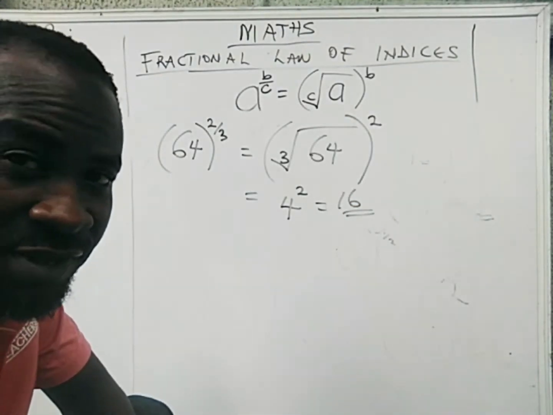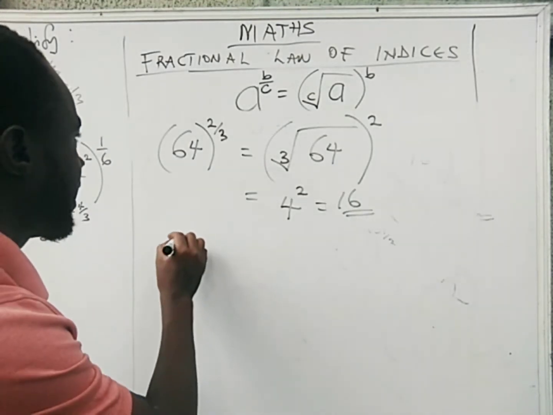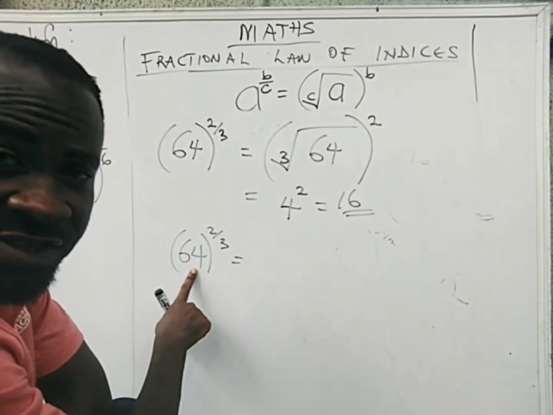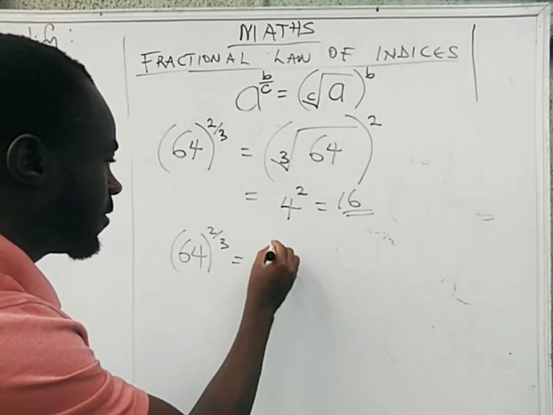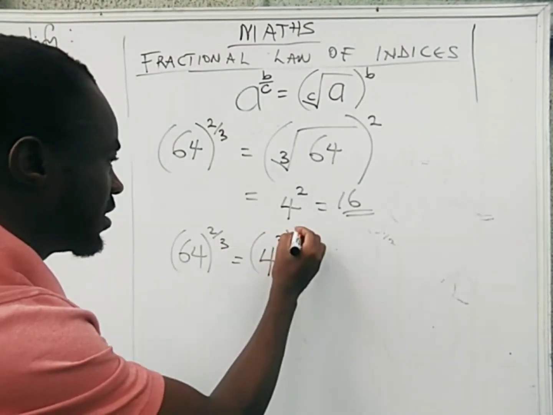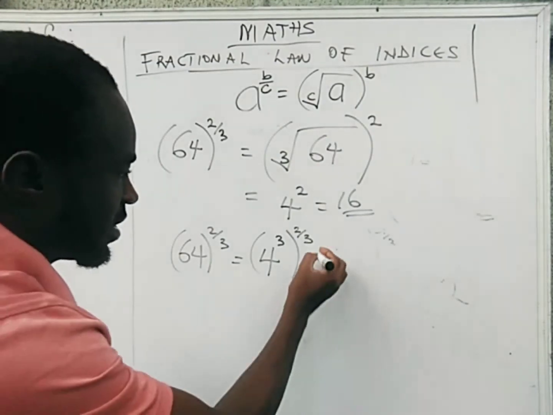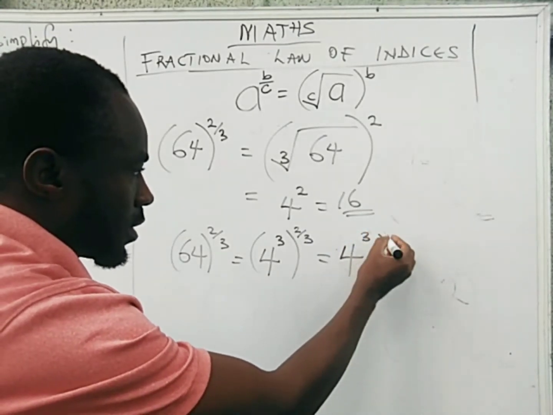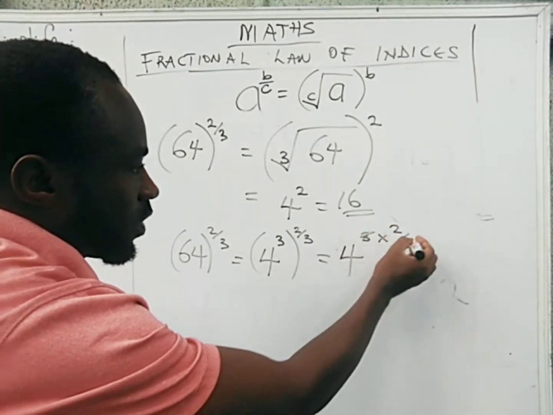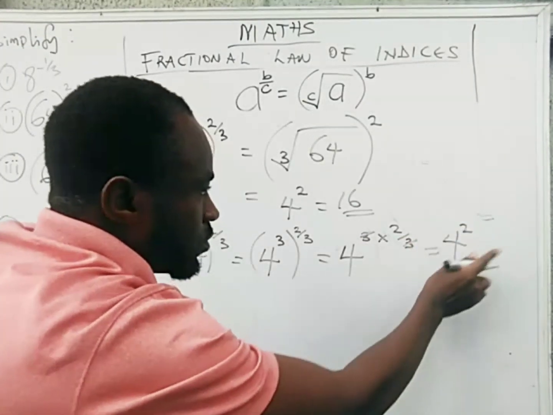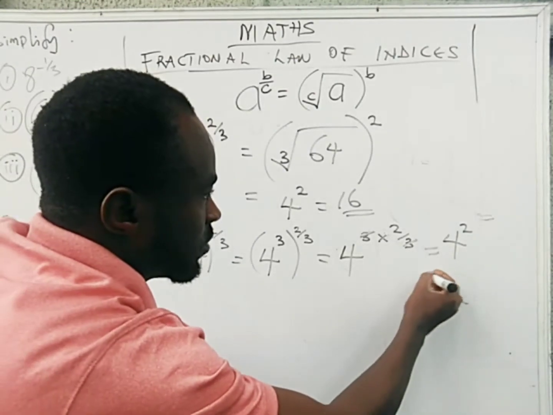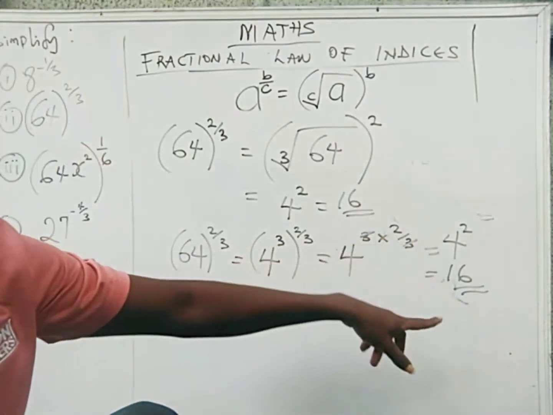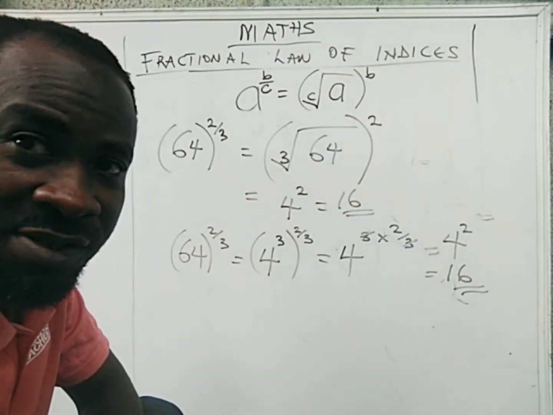Similarly, if I want to solve it using the power bracket law, I'm going to write this 64 as a power of 4, as 4 raised to the power of 3. I put down this. And then I apply my power bracket law here that says the two powers will times themselves. So 3 times 2 over 3. And this will cancel this. So I'm left with 4 raised to the power of 2. And 4 raised to the power of 2 is 16. You can see that we are having the same answer. The same problem, but solved in two different ways.